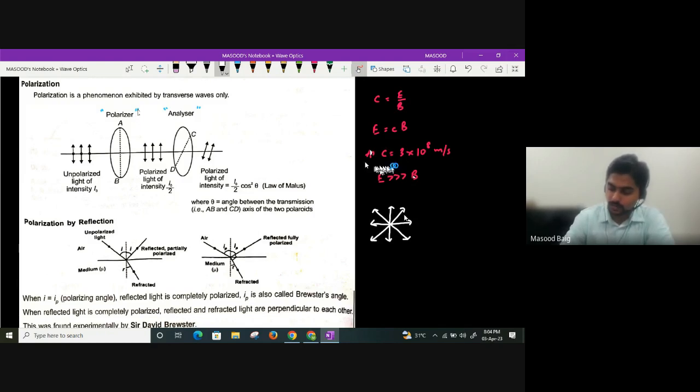This is our unpolarized light. It's because the electric field is directed randomly in all directions. So I can represent unpolarized light. So we know, can I resolve this into two perpendicular components or not? All of them I can resolve.